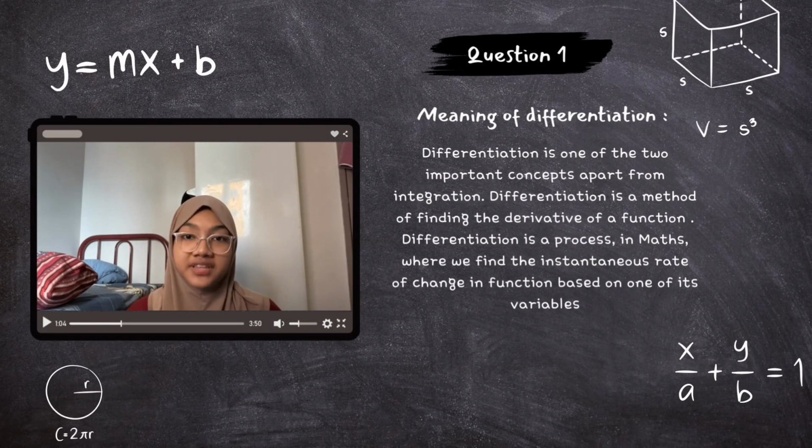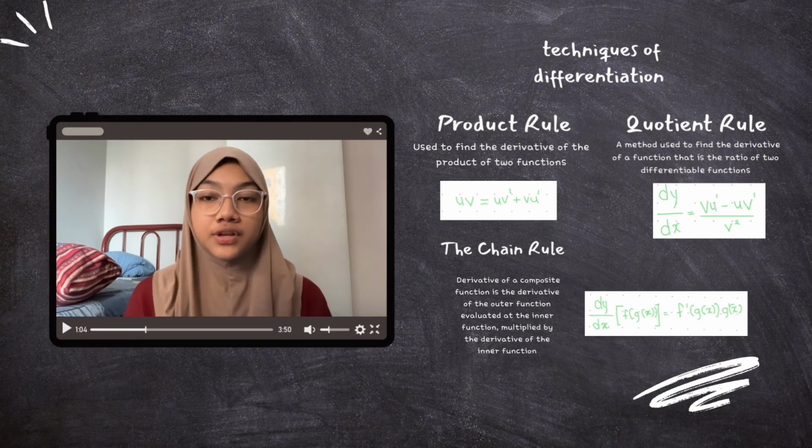Good morning everyone. I will explain question 3, which is how to find dy dx using implicit differentiation. So for question 1, meaning of differentiation is one of the two important concepts apart from the integration. Differentiation is a method of finding a derivative of a function. Differentiation is a process in maths where we find the instantaneous rate of change in function based on one of its variables. So now I'm going to explain three techniques of differentiation.